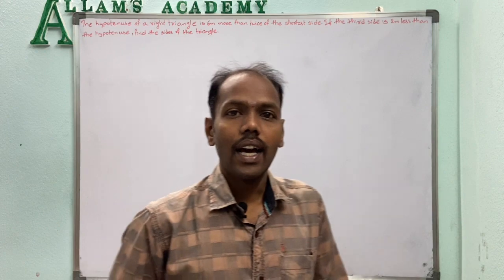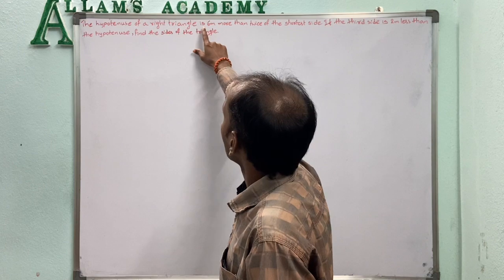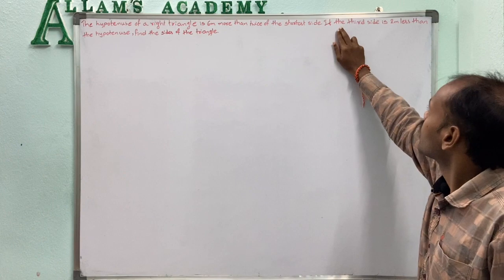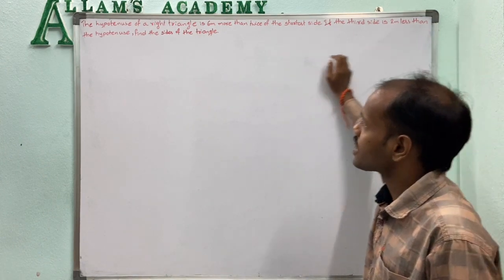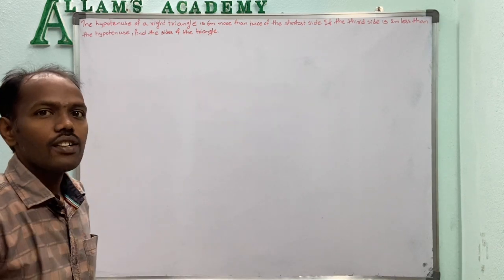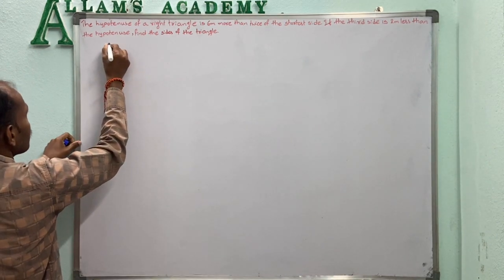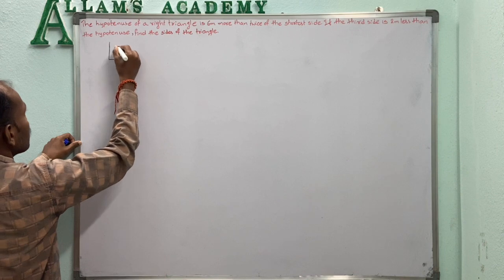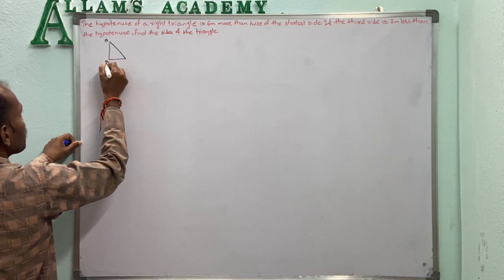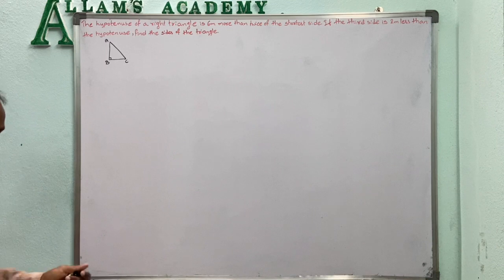Okay, the next problem given is: the hypotenuse of a right triangle is 6 meters more than twice the shortest side. If the third side is 2 meters less than the hypotenuse, find the sides of the triangle. So we take a right triangle ABC, with B as the right angle.